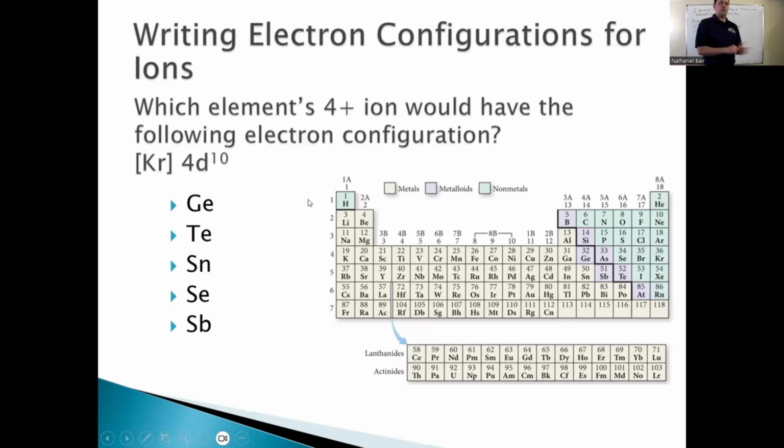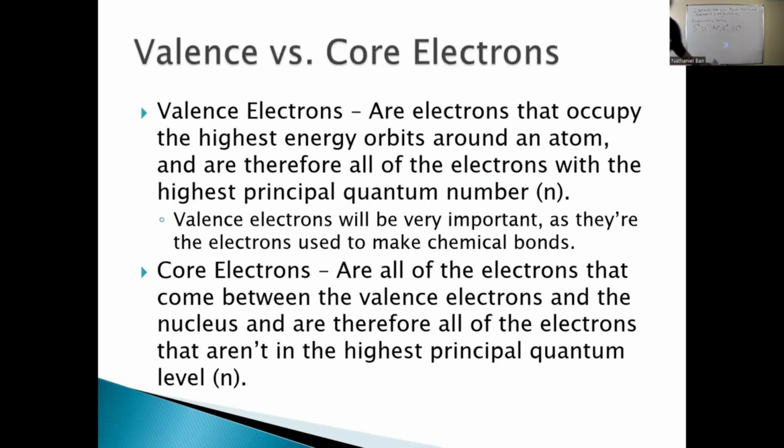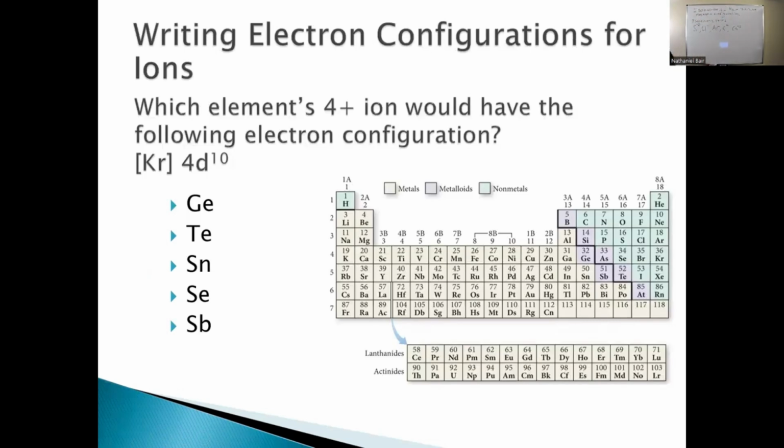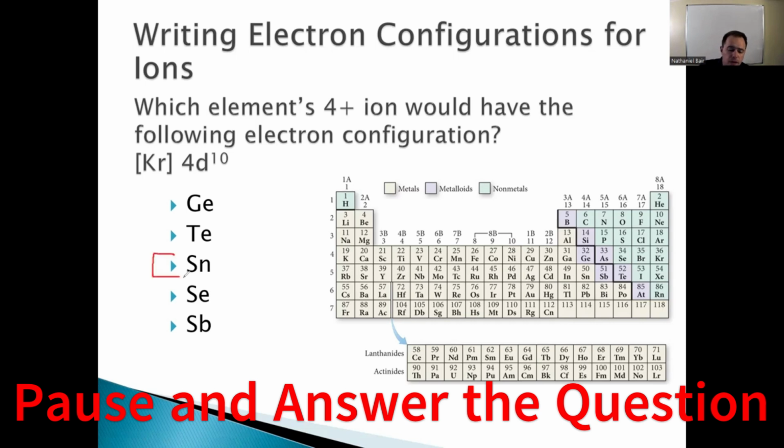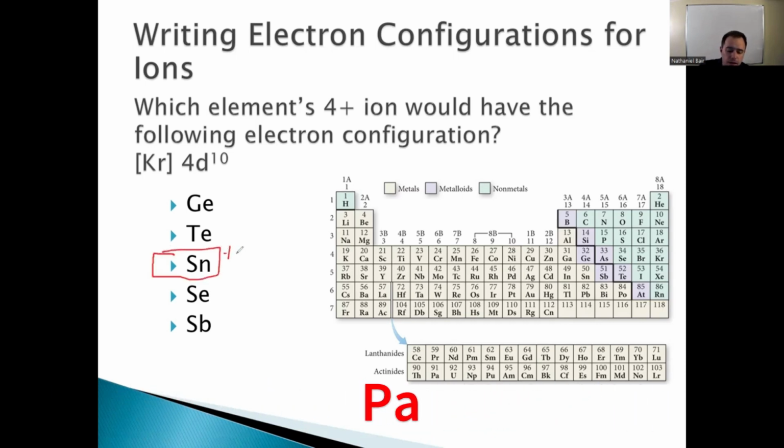Which of these elements' 4+ cations would have the following electronic configuration? Which of those elements in their 4+ state would be a krypton 4d10? You got this, folks. Back to it. Which of those 4+ ions would be a krypton 4d10? And the answer is tin. The tin +4 ion is a krypton 4d10.